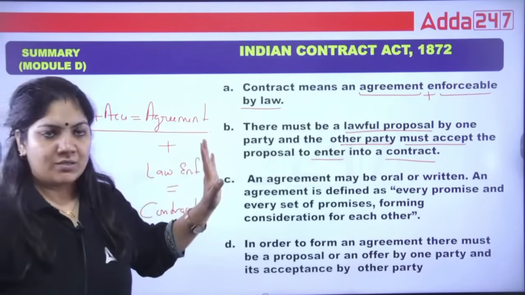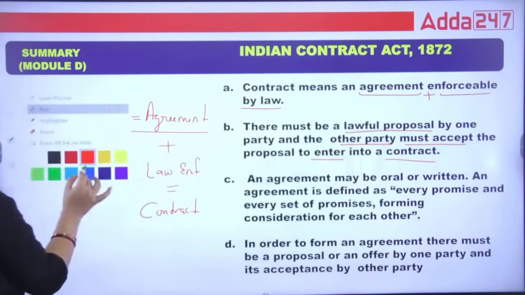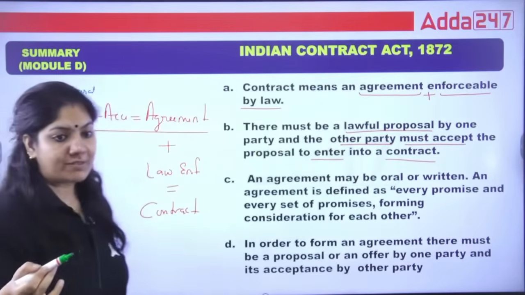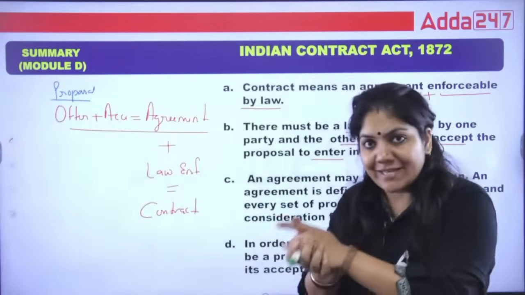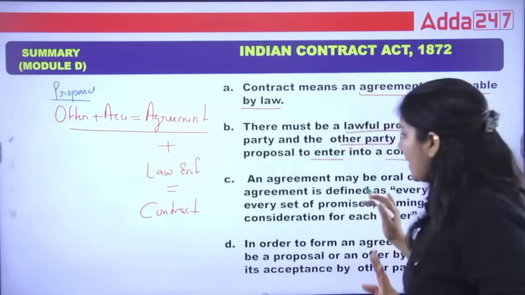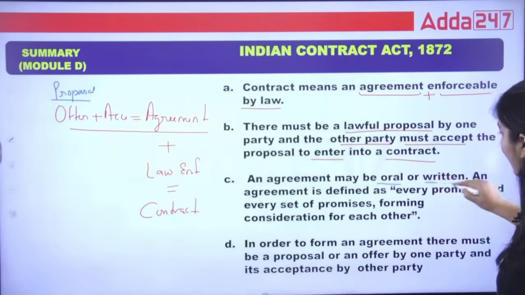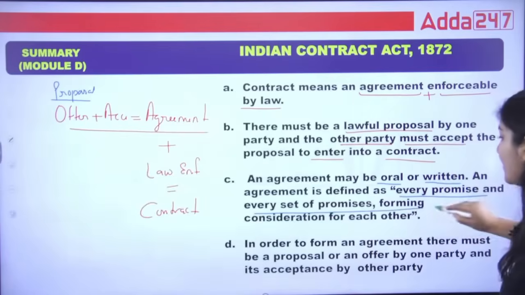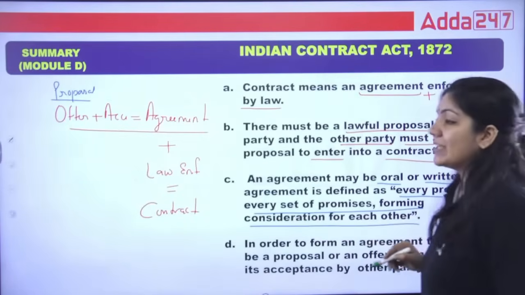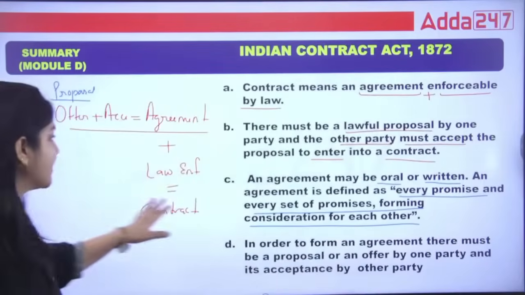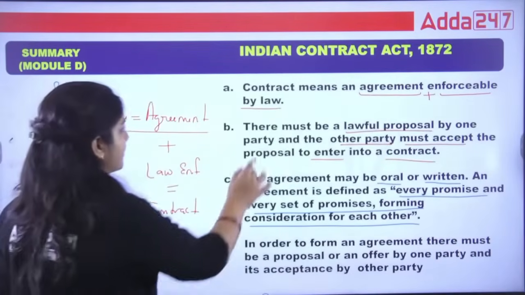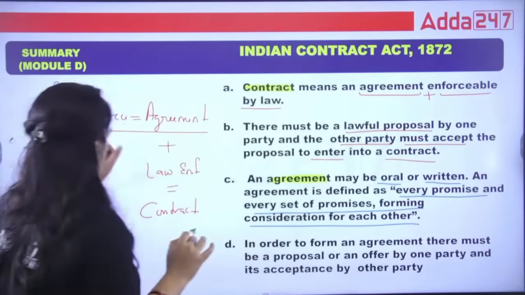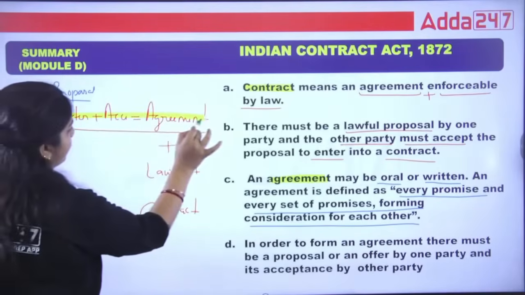So in the contract there must be a proposal. So what is offer? Offer is also called proposal. The second word for offer is proposal. So when the proposal is accepted, that is equal to agreement. An agreement may be oral or written. An agreement is defined as every promise, every set of promises forming the consideration for each other. So this is the definition of agreement. So guys, agreement is nothing but this definition.